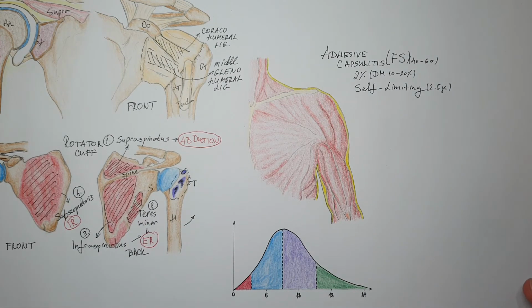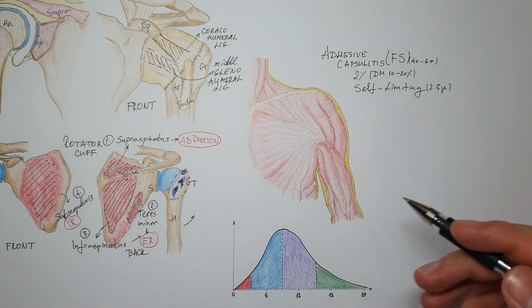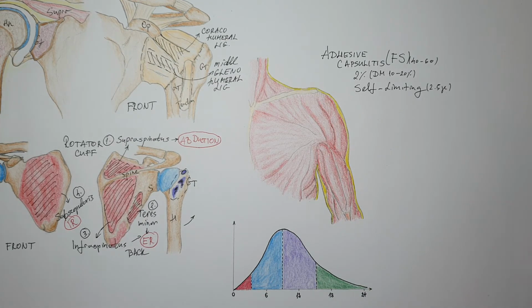So the 4 stages can last long, and it can make up 2.5 years, but in the end, it will be a self-limiting disease. But in some cases, residual contracture and loss of range of motion of movement in the shoulder can be a complication of the disease.